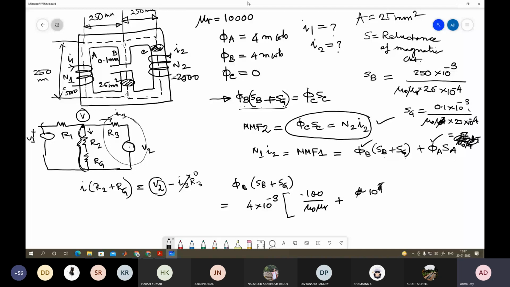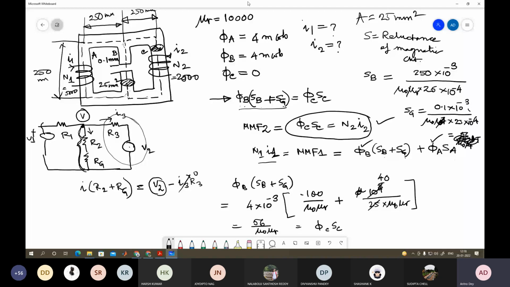So this is phi c SC. Sir, MMF1 is N1I1, na? In the middle which you have written, MMF1 is equal to N1I2. It should be I1. I1, sorry. N1 I1 equal to MMF. That is equal to the sum of this.